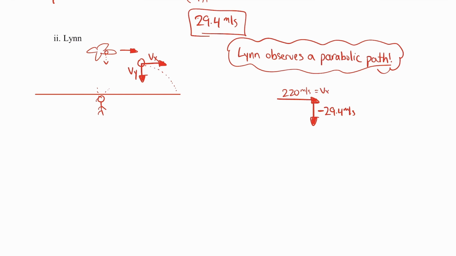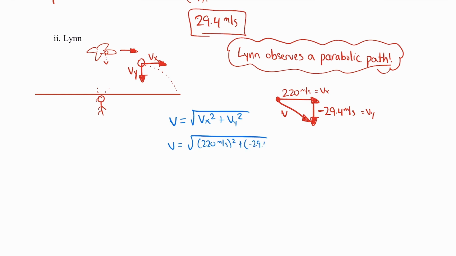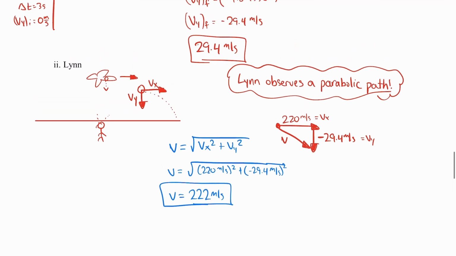So this is Vx, this is Vy, and this total speed is going to be the resultant of this right triangle. So I'm just going to call it V, and let's solve for it. So V is just going to be the square root of Vx squared plus Vy squared. Plugging in my values, I'm going to get 220 meters per second squared plus negative 29.4 meters per second squared. All together, the calculator is going to give me a speed of 222 meters per second. And that is the speed that Lynn observes standing on the ground in this scenario.